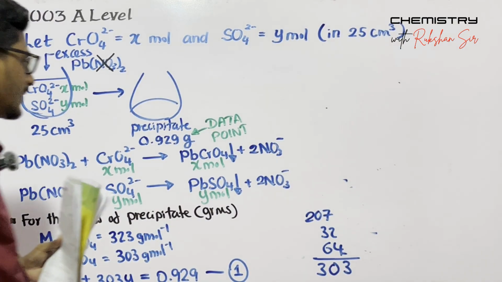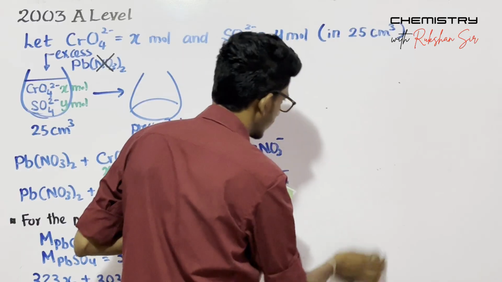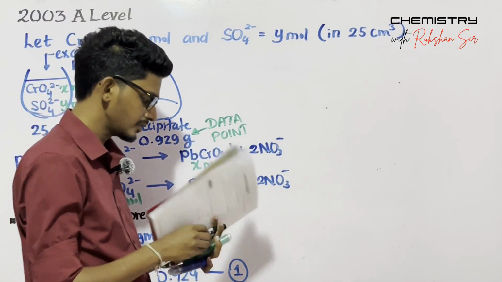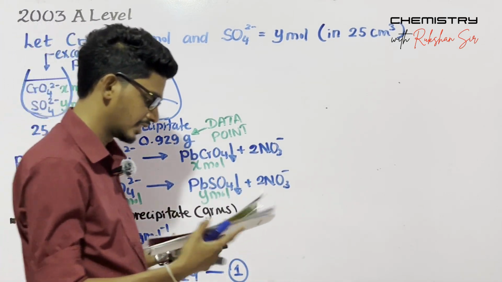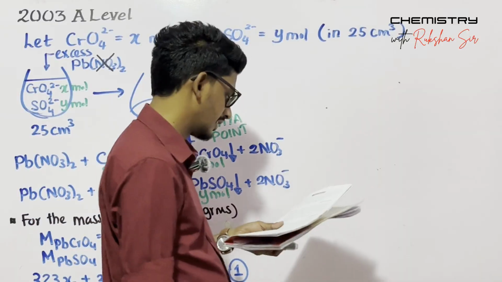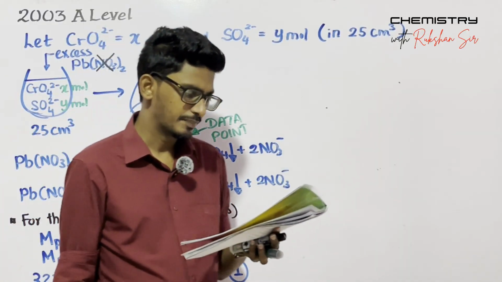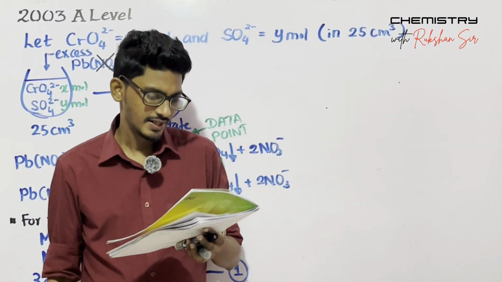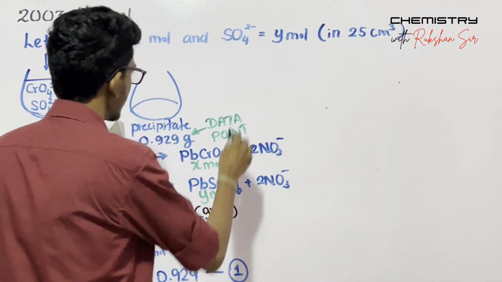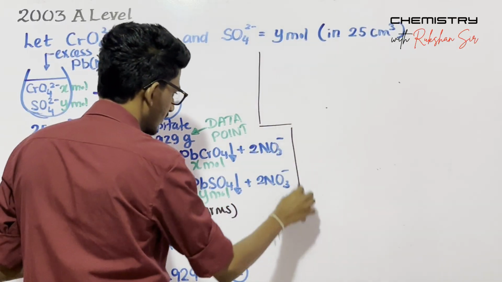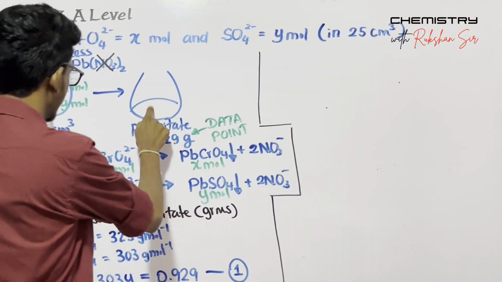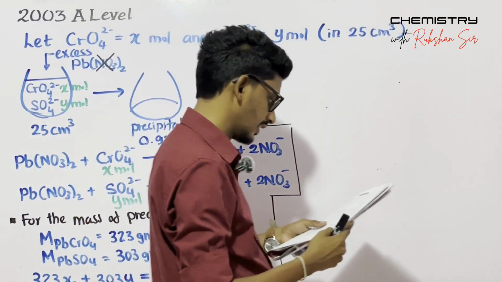Okay. Let's try to come up with the second simultaneous equation with the use of the second data point. After this, they are saying the mass of the precipitate so obtained after drying is this amount. Then they are saying the precipitate is treated with excess of dil HCl. That is what they are saying, right?